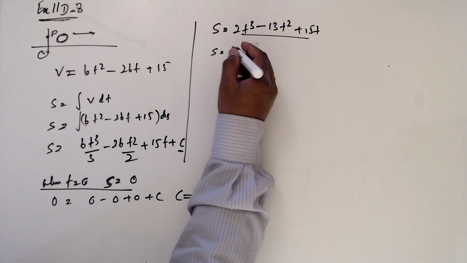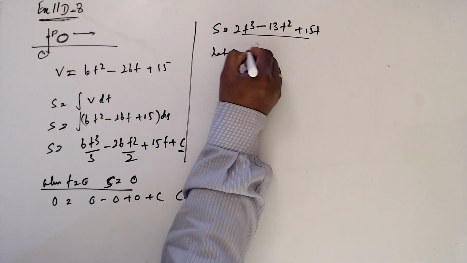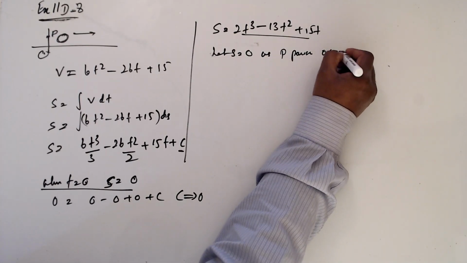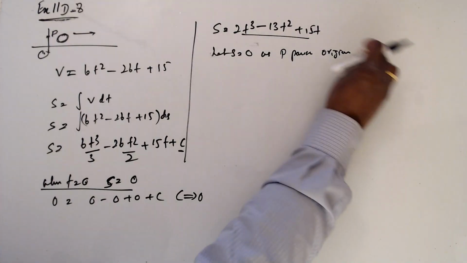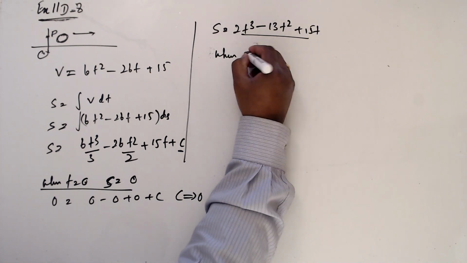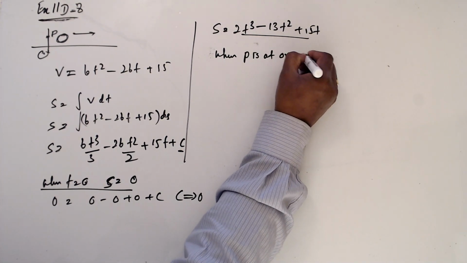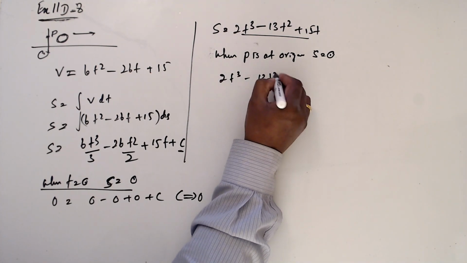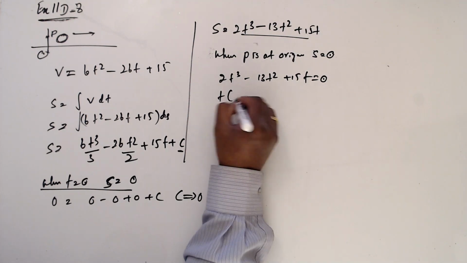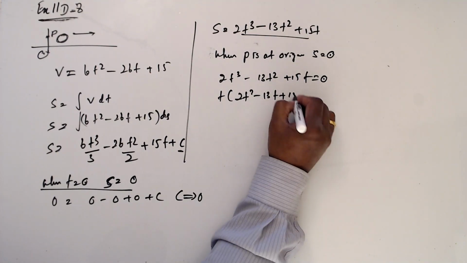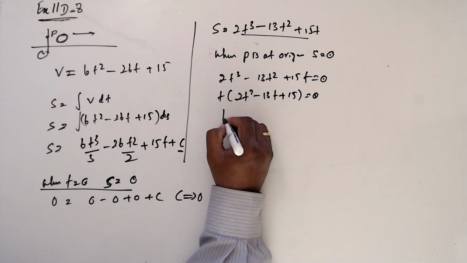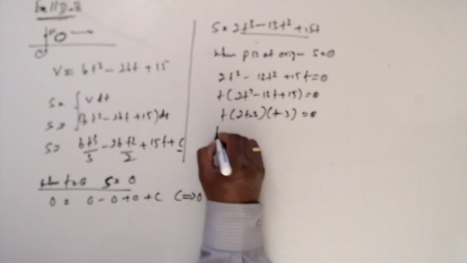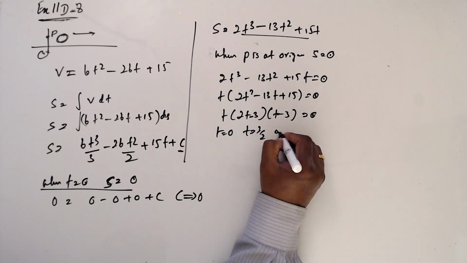So let s equal 0 as P passes the origin, or we can write, when P is at the origin, s equals 0. We'll solve the equation now. 2t cubed minus 13t squared plus 15t equals 0. Factor out t: t times 2t squared minus 13t plus 15 equals 0. So this is going to be t times 2t minus 3 times t minus 5 equals 0. So t equals 0, t equals 3/2, or t equals 5.